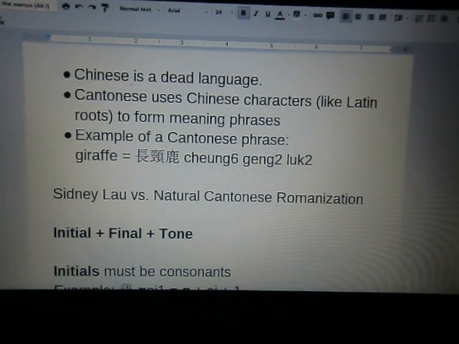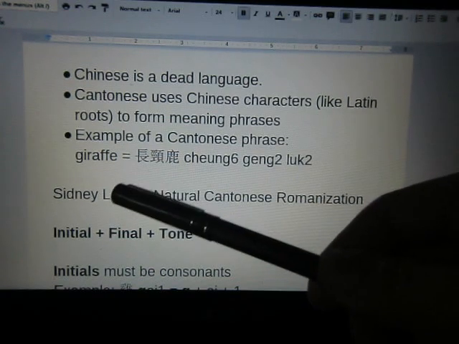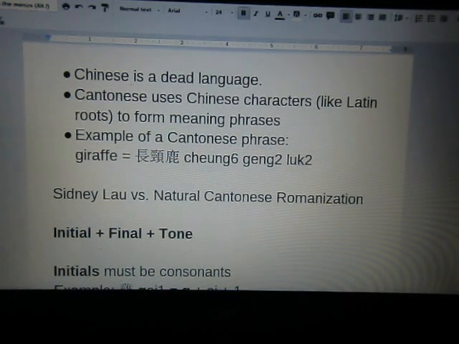We have different romanization systems for denoting the sound of a Cantonese word. For example, Sidney Lau is one of them, which has been used in Hong Kong for a long period of time. Then Yuep Ping is something copied from Sidney Lau and maybe Yale, and has been promoted by the Hong Kong Language Association or something like that. The other system is the Yale system, which has been used to teach Cantonese in the U.S. for quite a while now. But in all these systems, we have the same structure for the denotation of the sound of a word.